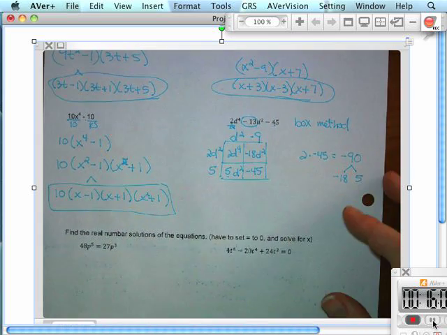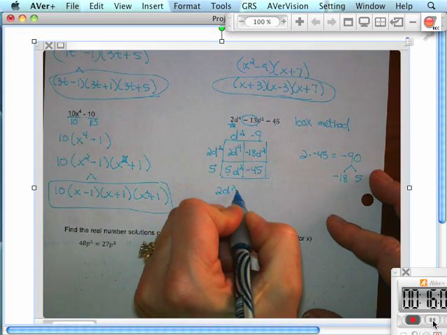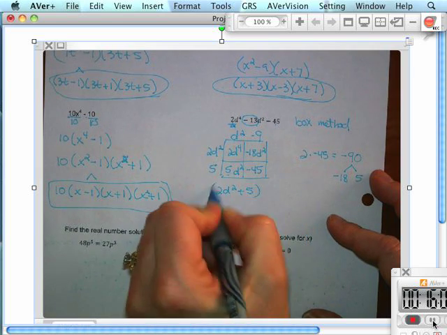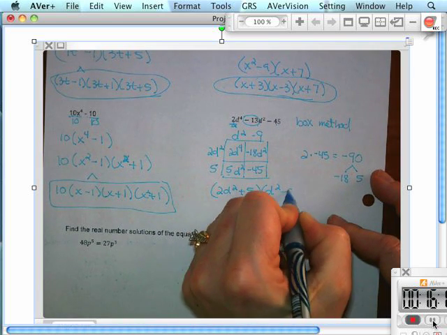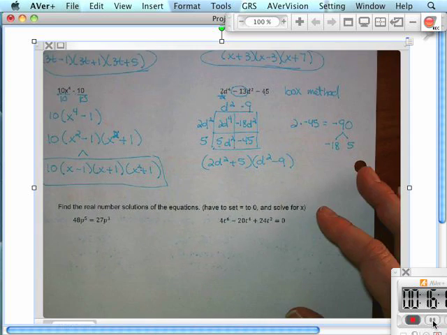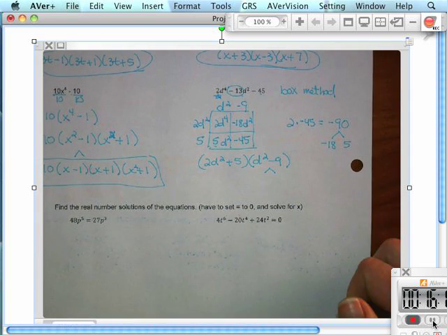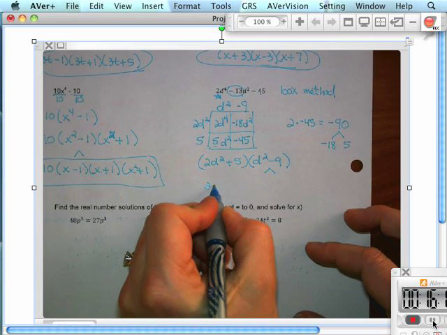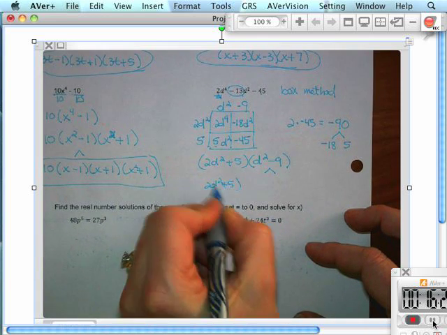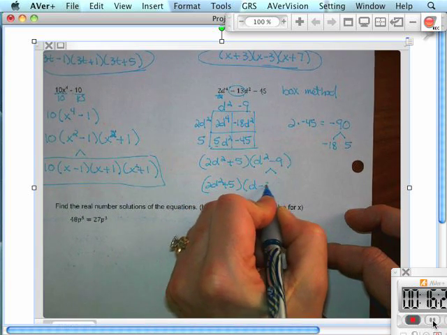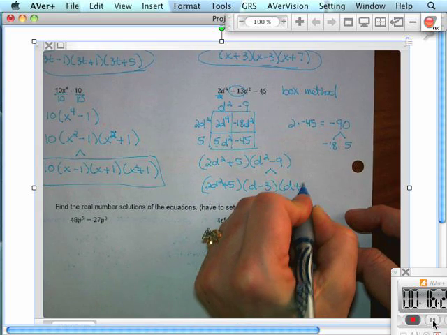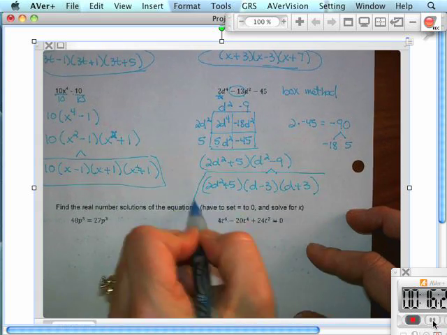Now I have my factors. And I'm just going to make sure that one of them can't be factored further. And this one can. It's a perfect square. So it's 2d squared plus 5 times d minus 3 times d plus 3. And then you've factored that completely.